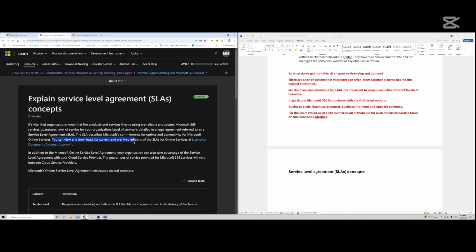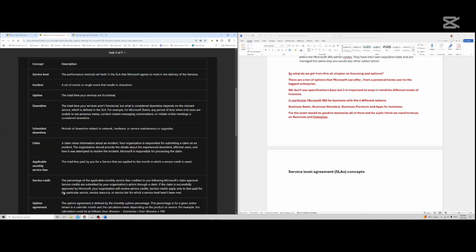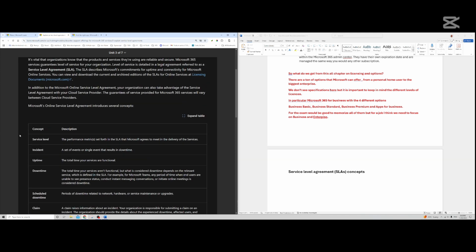In addition to the Microsoft Online Services service level agreement, your organization can also take advantage of a service level agreement with your cloud service provider. The guarantees of service provided for Microsoft 365 services will vary between cloud service providers. So, different concepts. Service level: the performance metrics set forth in an SLA that Microsoft agreed to meet in the delivery of the services.